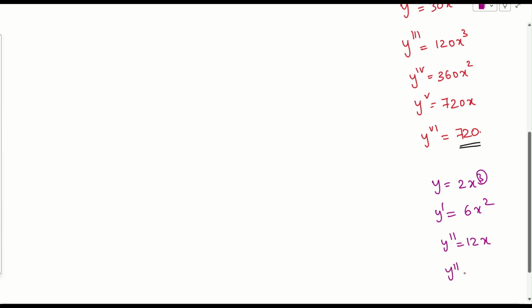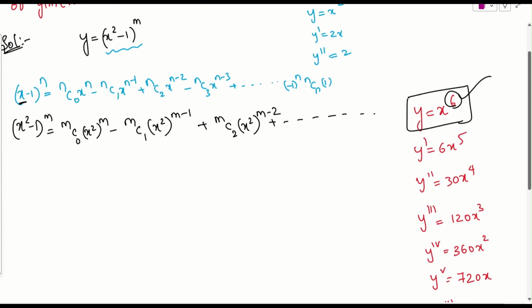Okay, y triple dash, what will it be? This will be 12 alone. This is the conclusion I can make. Is it okay? Yes. The same thing I'll be applying here. So what is the first thing we have?